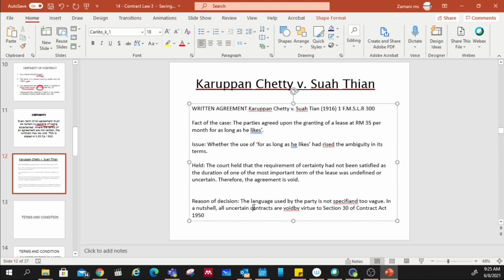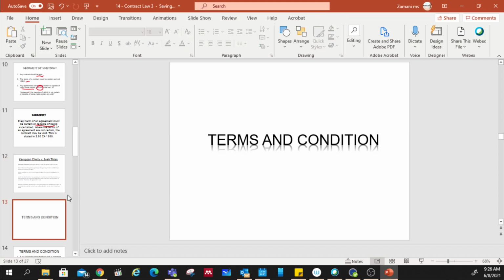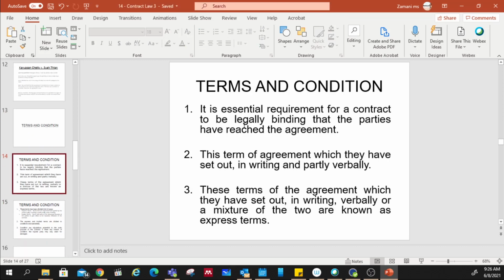The reason for the decision: the language used by the parties was not specific, too vague. In a nutshell, all uncertain contracts are void by virtue of section 30 of the Contracts Act 1950. So it must be clear. For the terms and conditions, a very essential requirement for a contract to be legally binding is that the parties have reached agreement. The terms of the agreement which they have set out in writing, verbally, or a mixture of the two are known as express terms. So these are the terms and conditions.